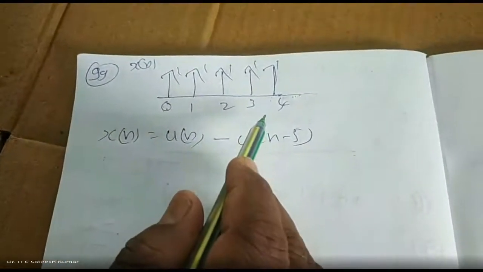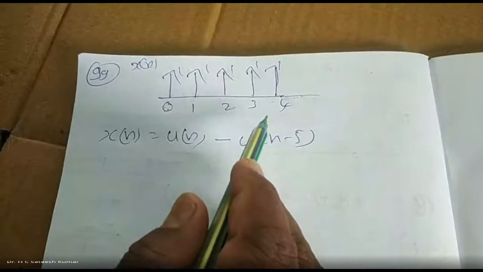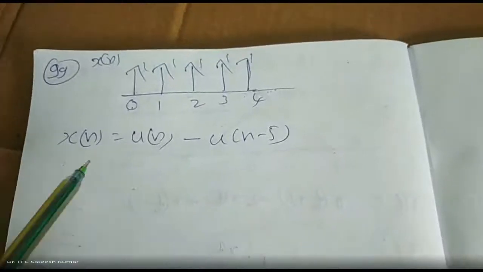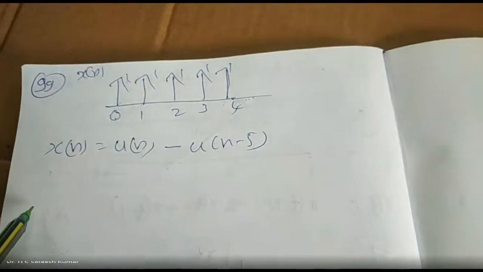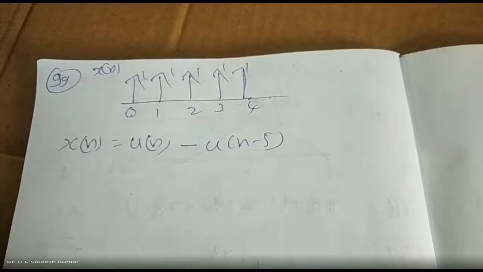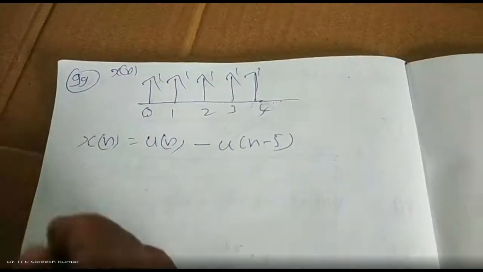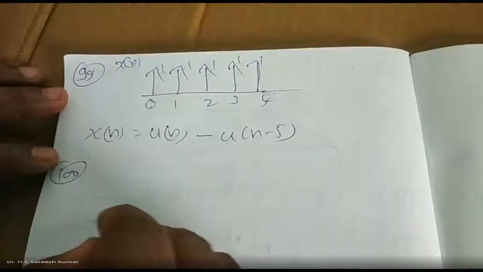So you should be very much careful while doing the discrete. But in case of continuous, it's not like that. If you want from 0 to 4, you subtract from 4 to infinity because the signal will start from 4 itself, 4 onwards, right? So therefore, we should be very much careful while doing the discrete. So this is the one what we have. One more problem.